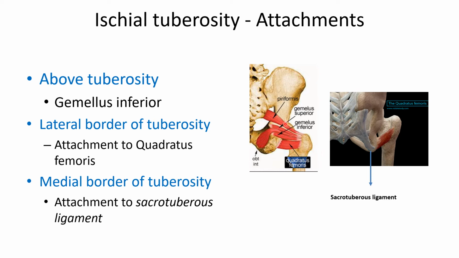So above the tuberosity will be the attachment of the gemellus inferior. The lateral border of the tuberosity, and extending on to the lateral surface, also gives attachment to quadratus femoris muscle. The medial border of the tuberosity gives attachment to the sacrotuberous ligament.